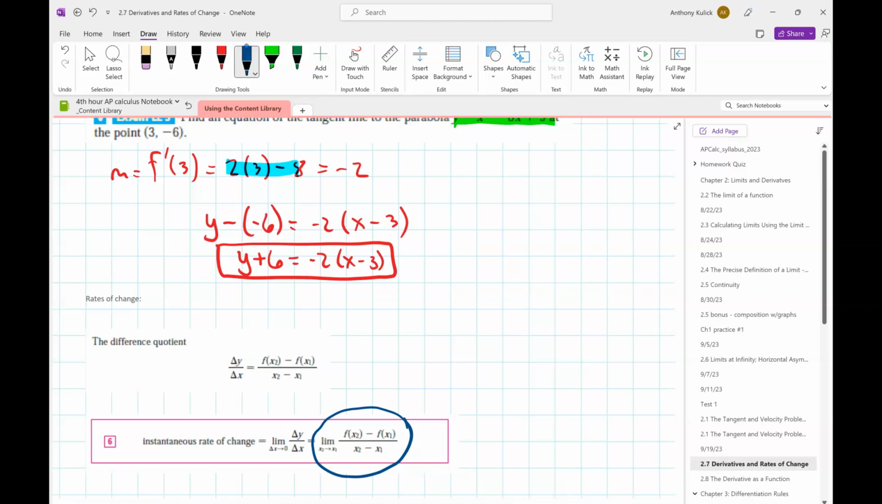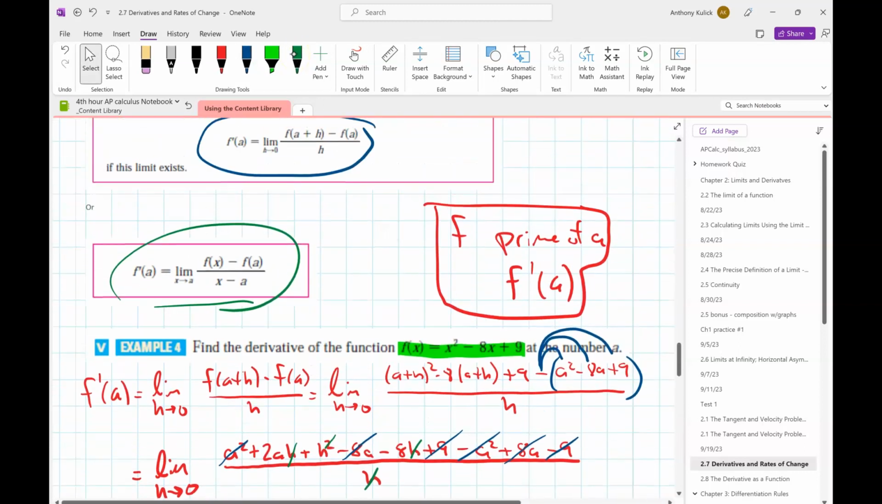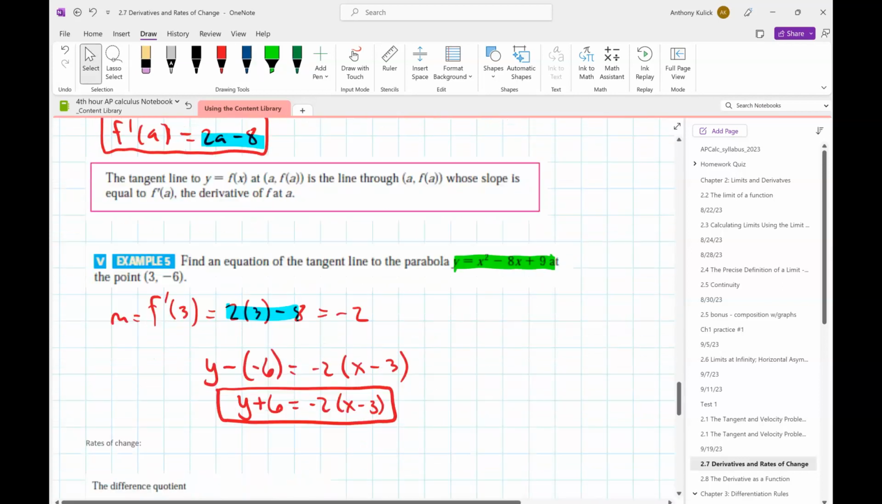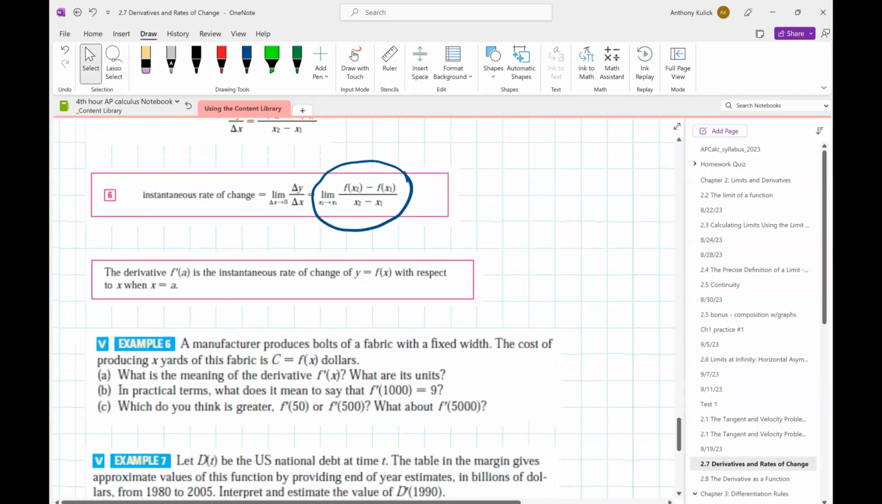What does this look like? Doesn't it just look like this, where x is x2 and a is x1? Isn't it just a derivative again? Instantaneous rate of change is just a derivative.